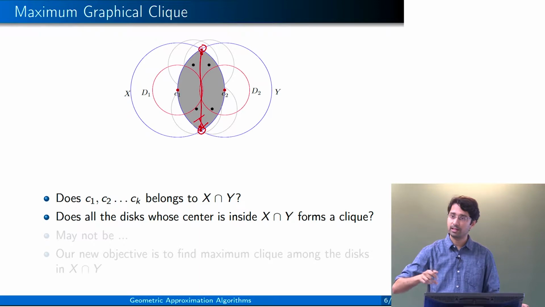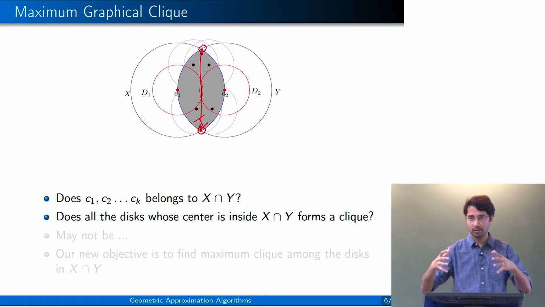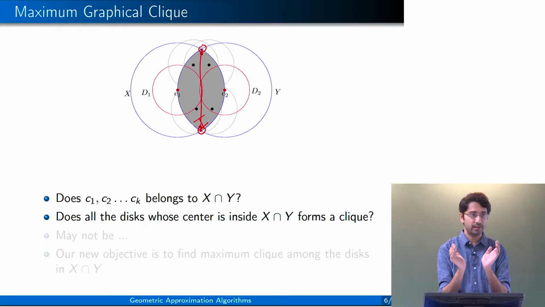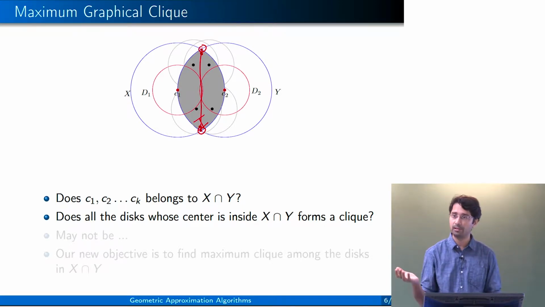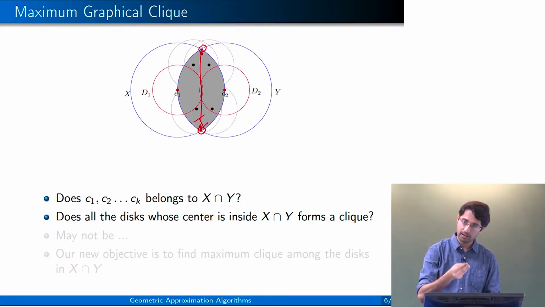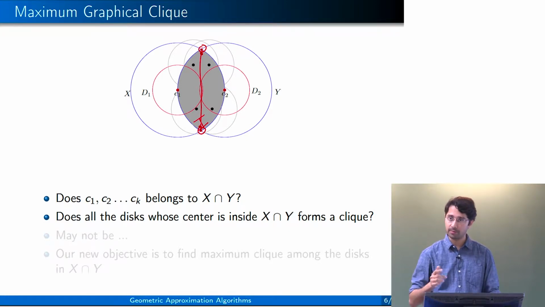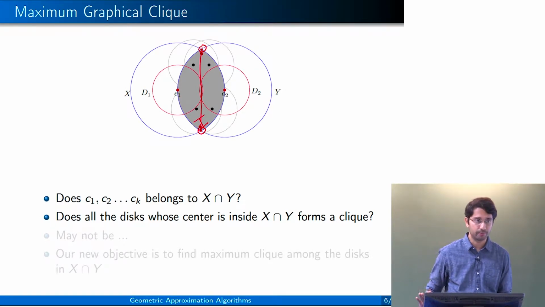So, we came back to the same point. We started with the maximum clique problem for all the disks, but we now have a smaller region, and we would like to find the maximum clique of the disks whose center lies inside this region, because I know that all the disks which form the maximum clique have their centers inside this region, but the opposite might not be true. Are you with me till now? If there is any confusion, please raise your hand.